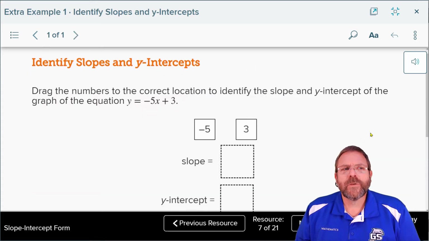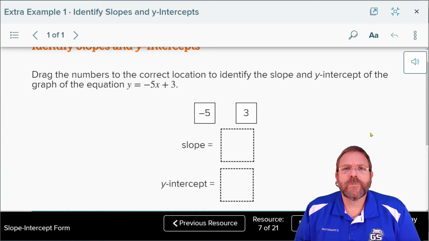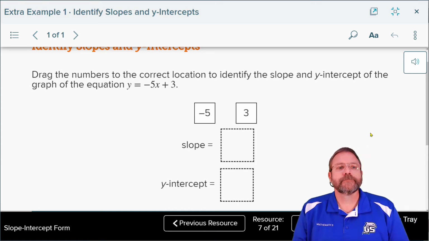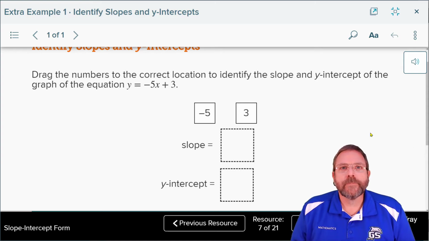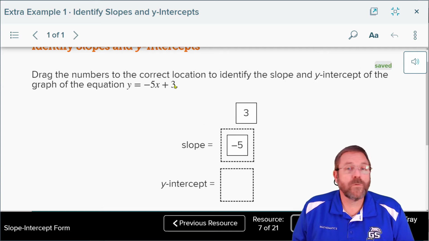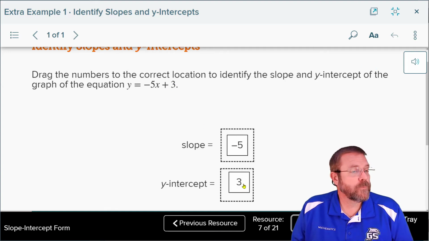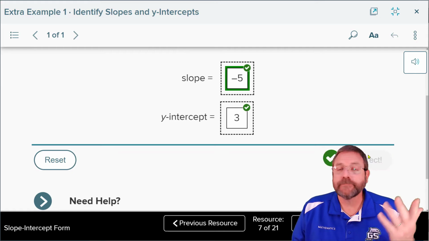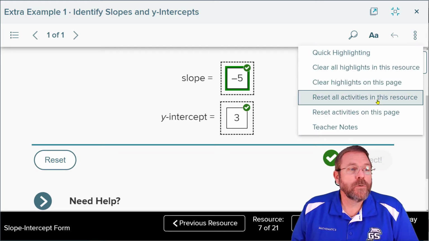Identifying your slope and your y-intercept. Now it's going to be your turn. Pause the video for just a few seconds and find your slope and your y-intercept. How'd it go? Well, your slope, that's this value right here, -5. Your y-intercept is your b value, which is a +3. Come down here and check it, and it checks. I told you this stuff was easy.